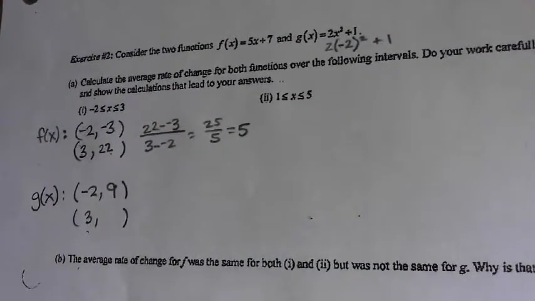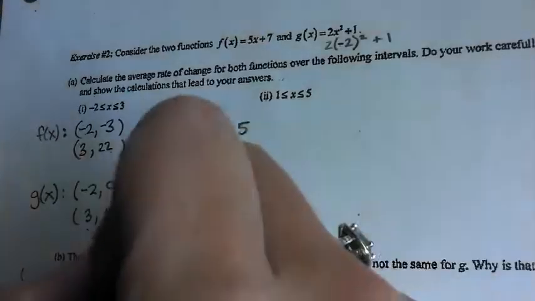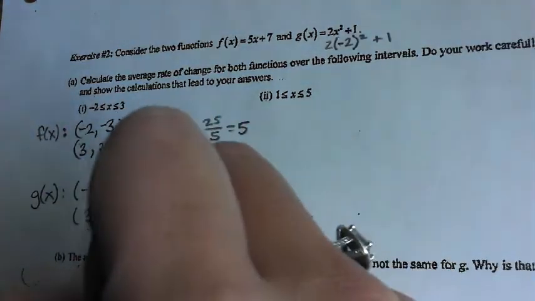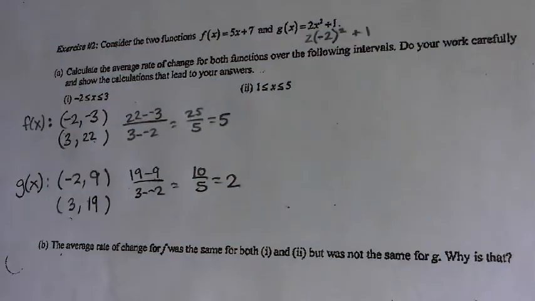G of 3. Vince, what's g of 3? Very nice. Okay, slope formula, 19 minus 9 over 3 minus -2, 10 over 5, 2. Which one's bigger? F of x has a steeper slope between -2 and 3.